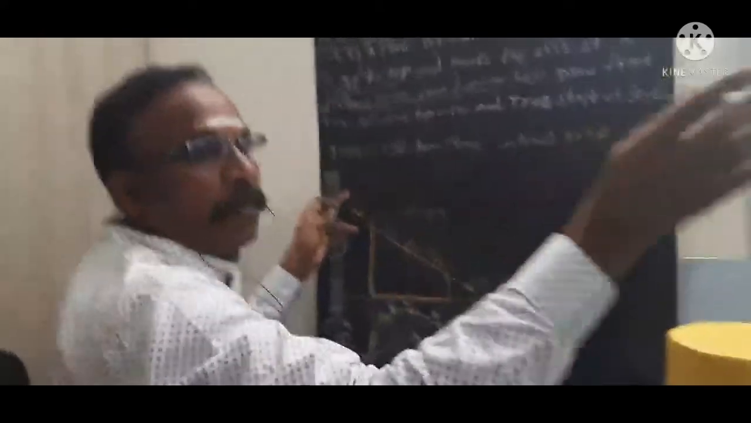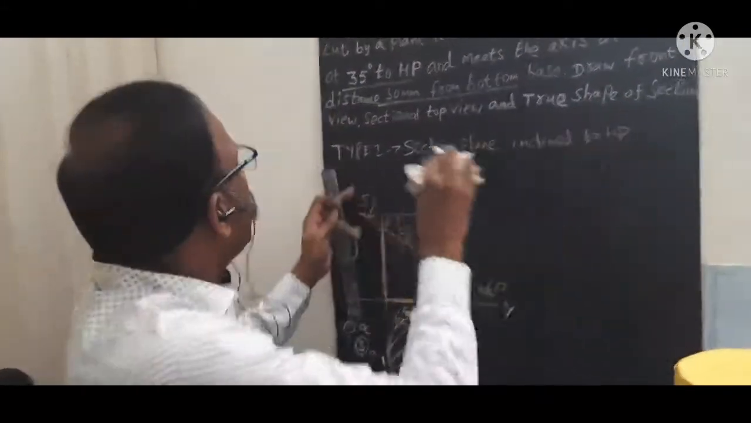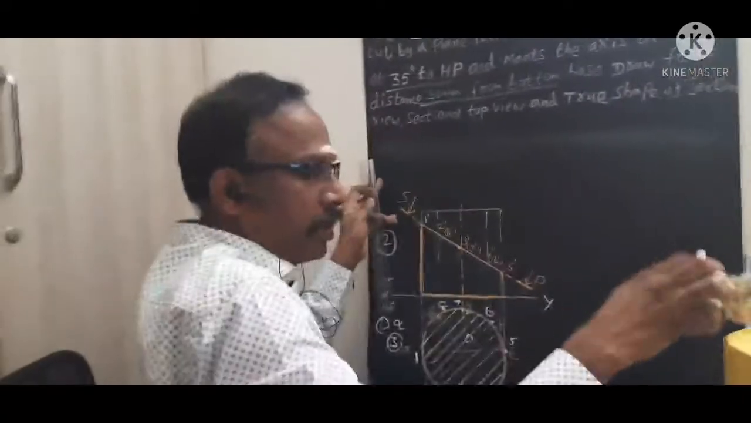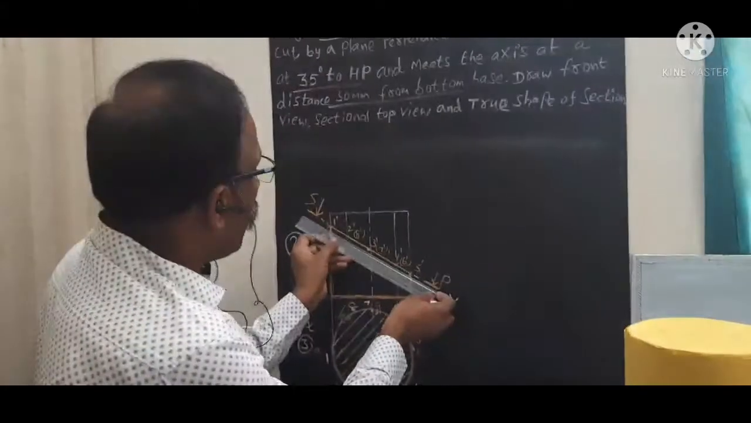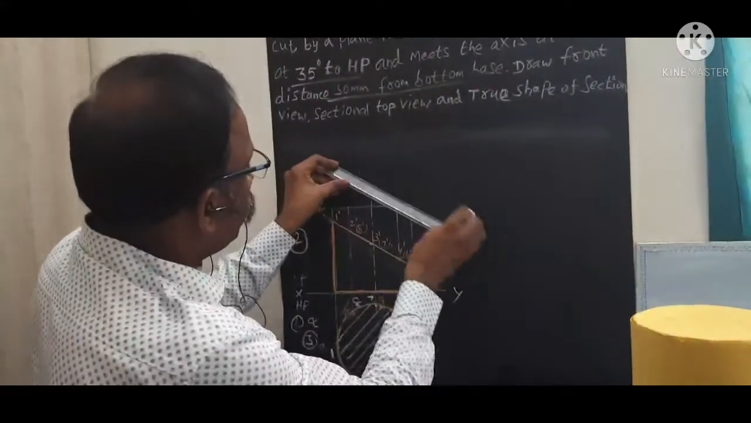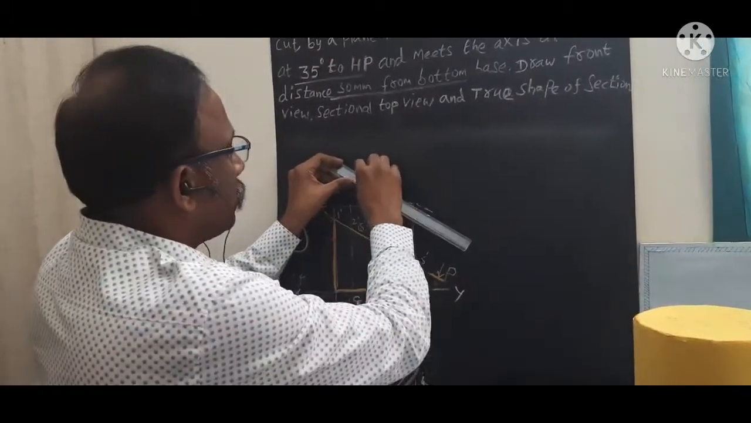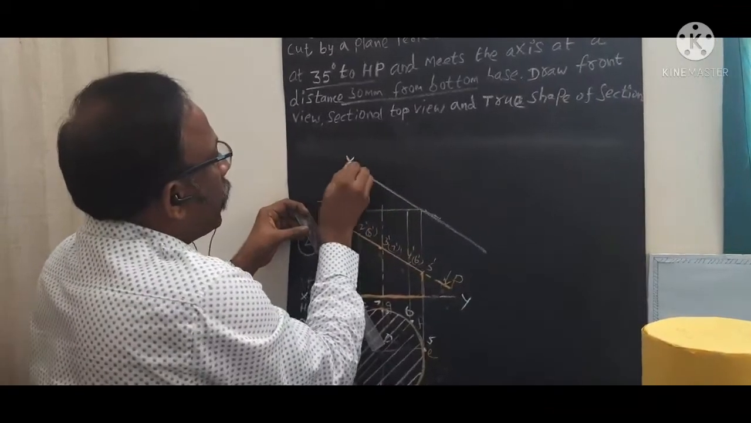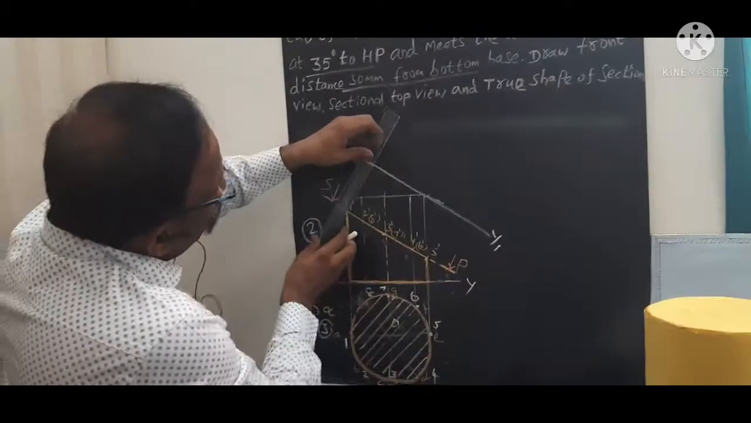So now I am going to project this cutting plane, for which I need space here. So I am going to draw a line parallel to this from SP. That is, I am going to draw another reference line parallel to this. I will mark it as X1 Y1, the new reference line.